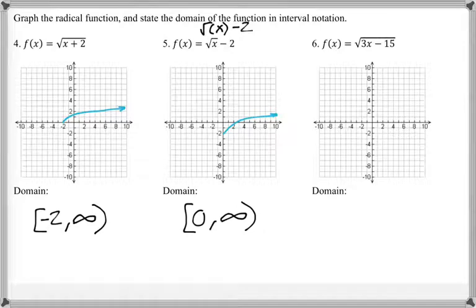Okay, lastly, square root of 3x minus 15, and if we graph that, that starts over here. So my domain, this function goes as far left as 5 and as far right as infinity. It keeps going. So those will be our answers.